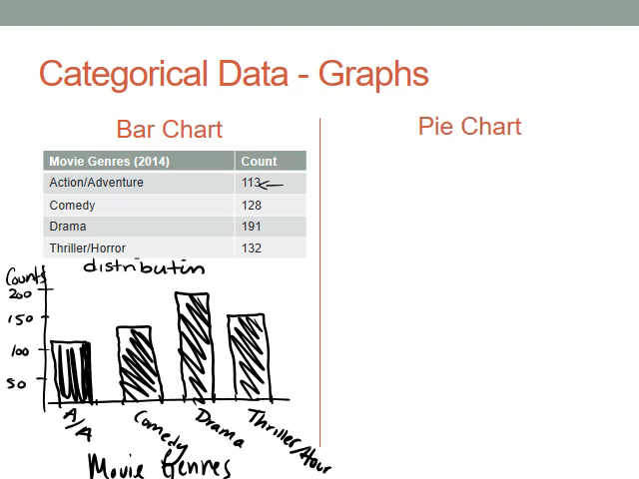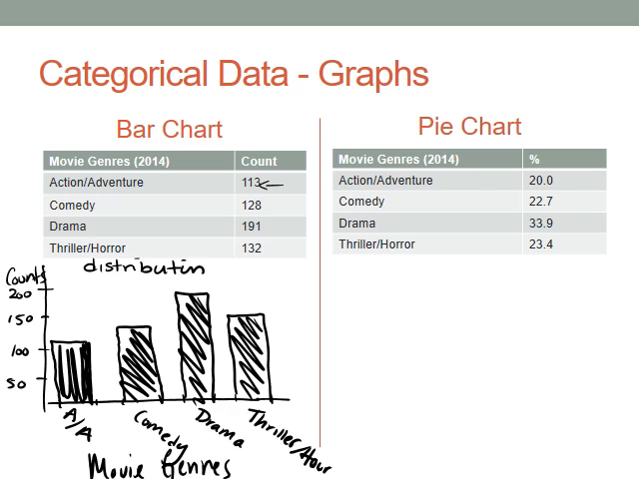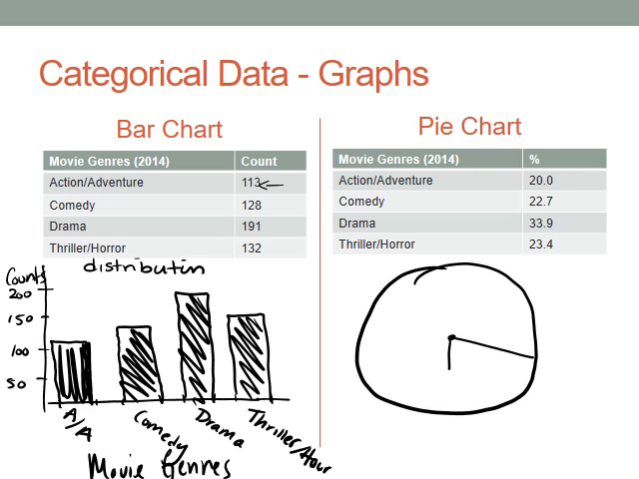Okay, the next type of graph that we can make is a pie chart. And again, you've probably seen these before as well. So with a pie chart, we're going to look at the percentages. All right, so a pie chart is simply a circle broken down into pieces. And again, this won't be a perfect graph, so we're just going to eyeball it. But if we were to look at this, we can see that thriller or horror is going to be approximately a quarter of our graph.